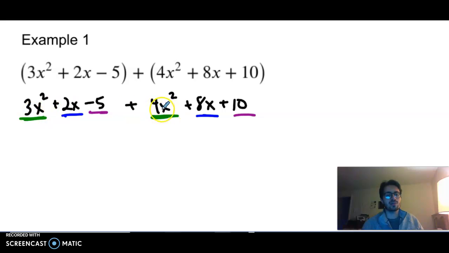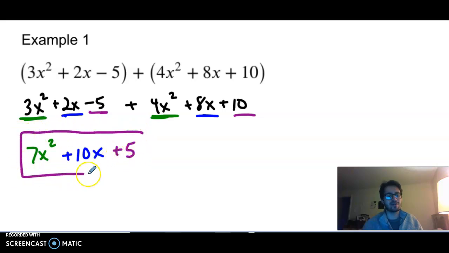So I have 3x squared plus 4x squared. So I have 7x squared in total. Next I have 2x plus 8x. That's 10x. Then I have negative 5 plus 10. That's plus 5. So this is my final answer. And notice it's in standard form. We start with the squared term, next the x, and then last is the 5.